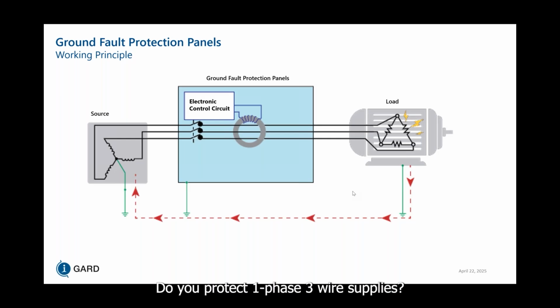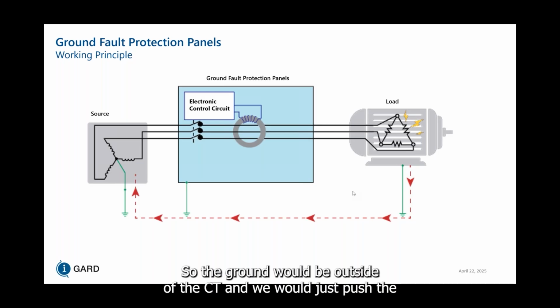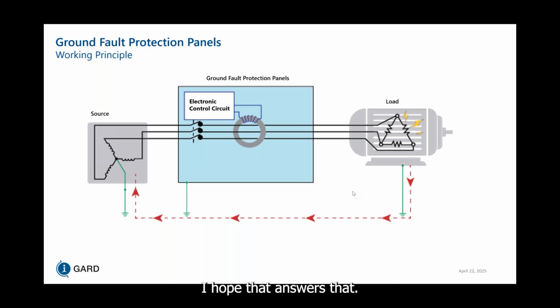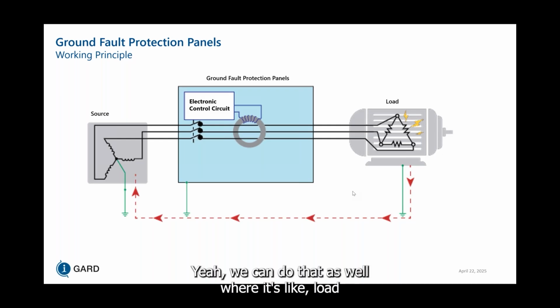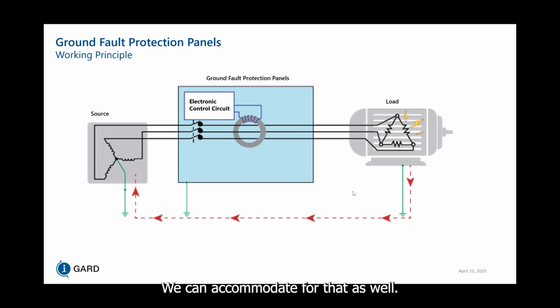1 phase 3 wire supplies. Yeah, because I would imagine that one is a hot, there's another neutral, and then a ground. So the ground would be outside of the CT and we would just push the line and the neutral through. I hope that answers that. I don't know if there's a different 3-wire system that I'm not sure of. Oh, 2 hot and neutral. Yeah, we can do that as well, where it's like a load that's fed by line to line instead of line to neutral. We can accommodate for that as well.